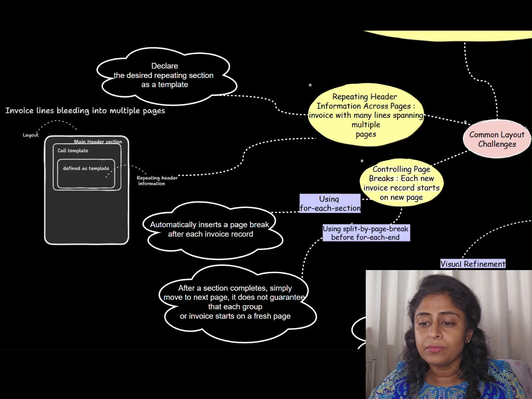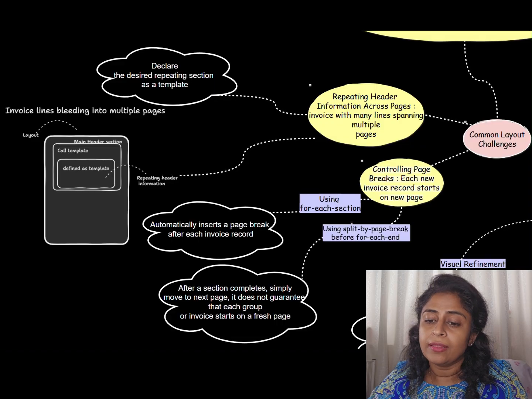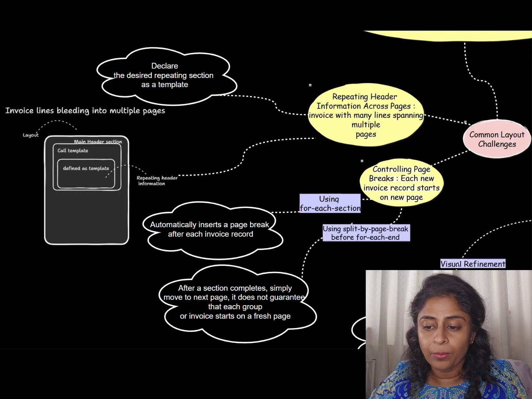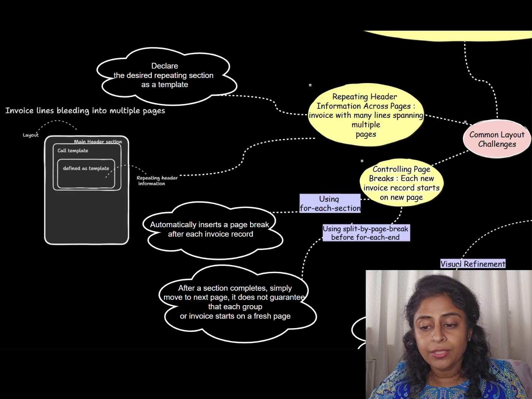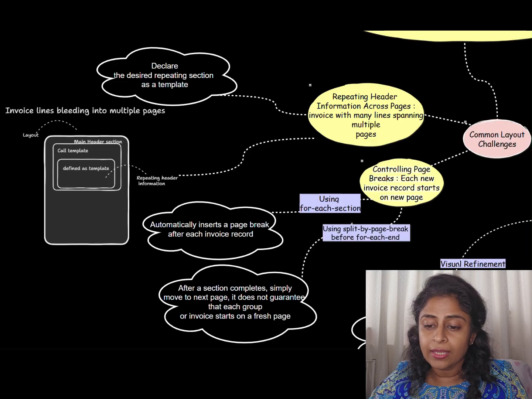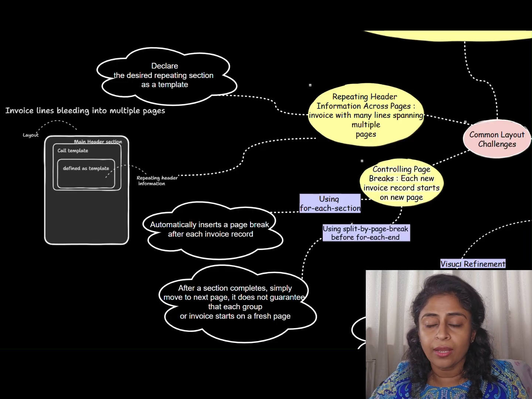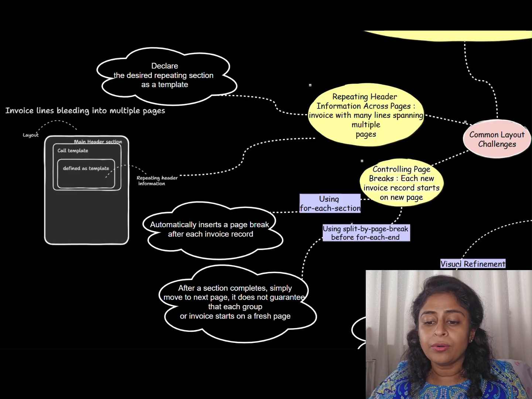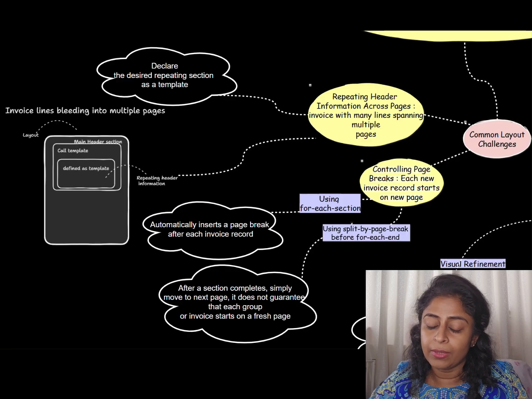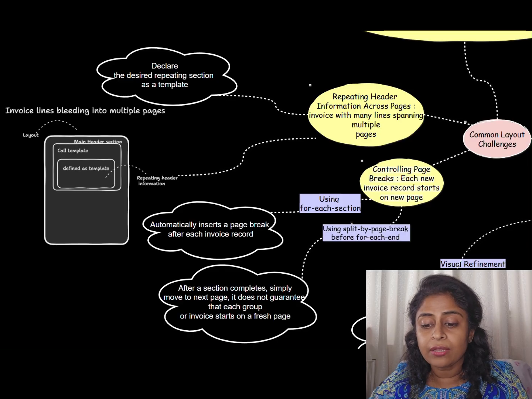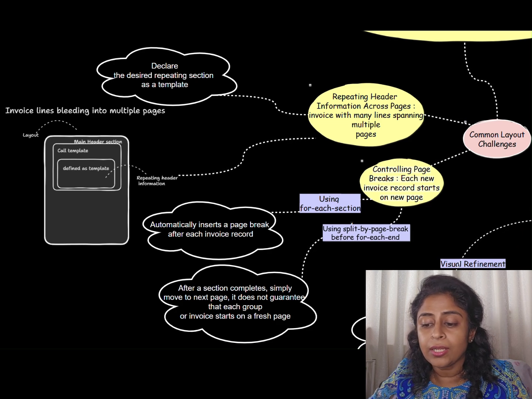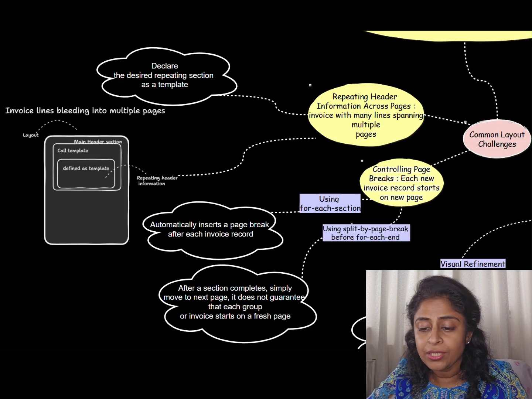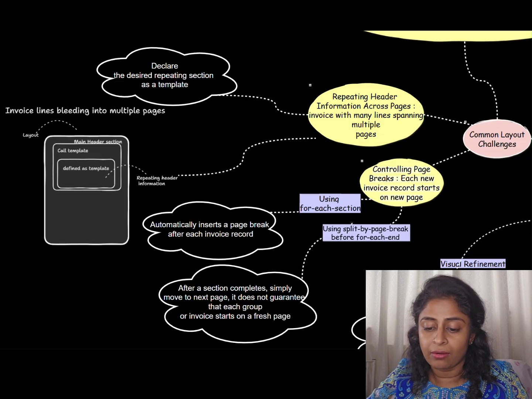Resolving layout problems, page breaks and repeating headers. There are 2 primary problems that every report developer encounters. The first challenge is controlling the page breaks for individual records, and the second challenge is repeating the header information across the pages. For controlling the page breaks, we have 2 proven methods. One is using for each section. When you place the for each section tag around the content of each record, it instructs the reports to move to a new page after completing the rendering of that record.